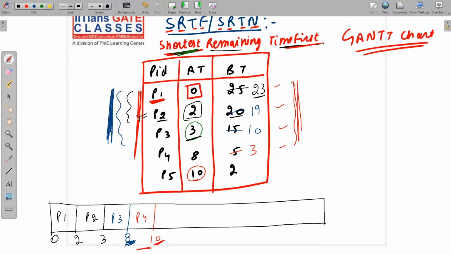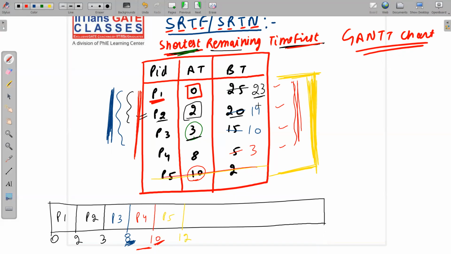At time 10, how many processes are there in the scenario? All 5 are now present. From all these 5, who will be executed first? The one with the least remaining time. P1's remaining time is 23, then 19, 10, 3 and 2. Obviously P5 will be executed now. Its burst time is 2, so it will be completely executed and go out of the system. P5 is over, that's why I have cut it.